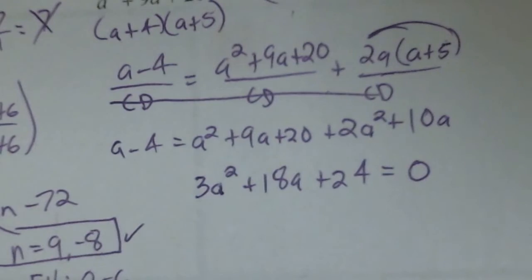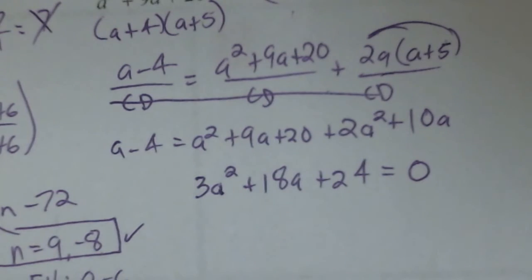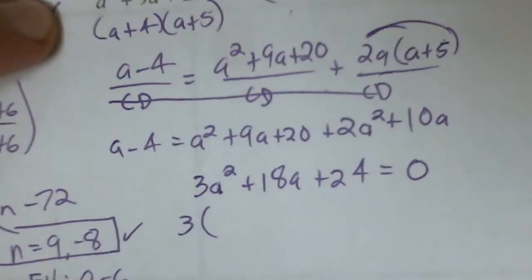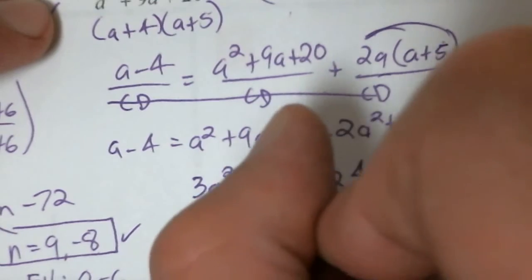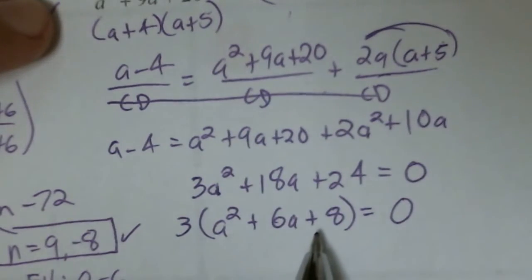Okay, what do I have to do to solve this quadratic? Oh, I got to do the rainbow thing, right? Always look to see, can you factor out a GCF? They're all divisible by 3. That will make your life a lot better, easier. Happiness. Okay. Factor out a 3, a squared plus 6a plus 8. Now that's a heck of a lot easier to factor.